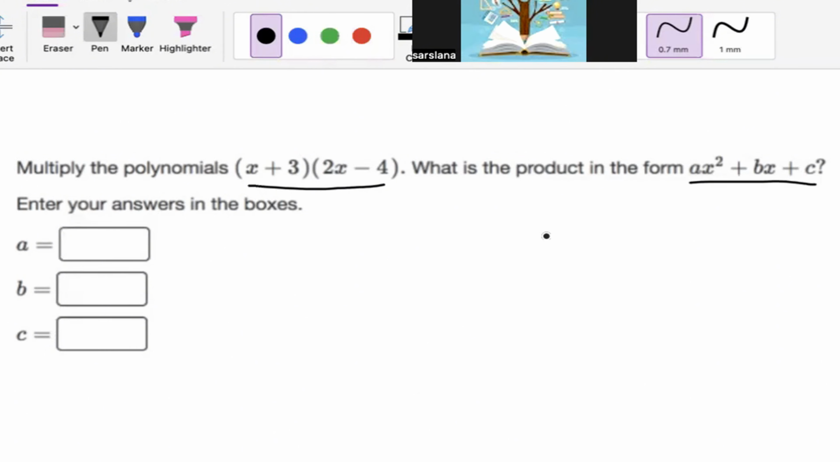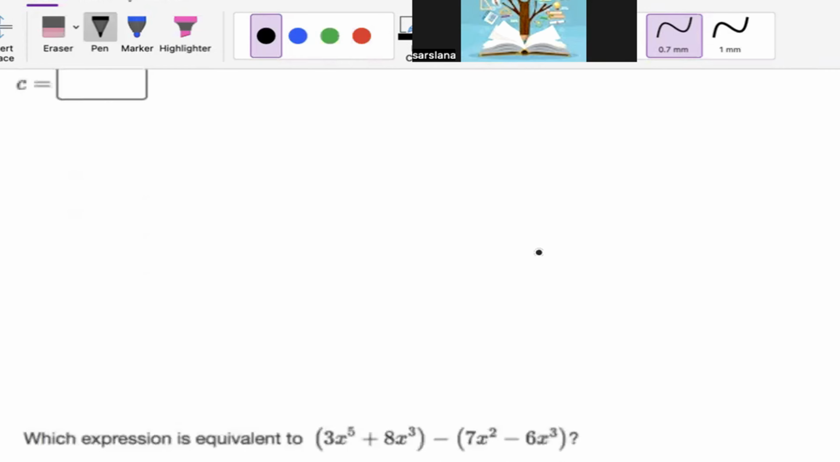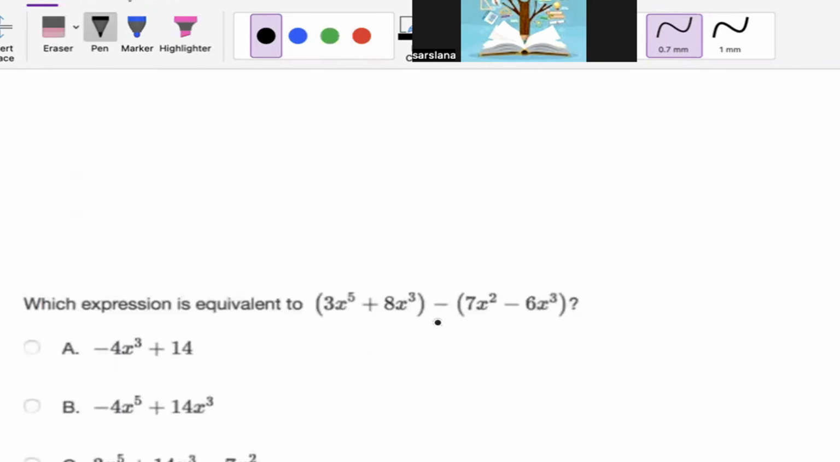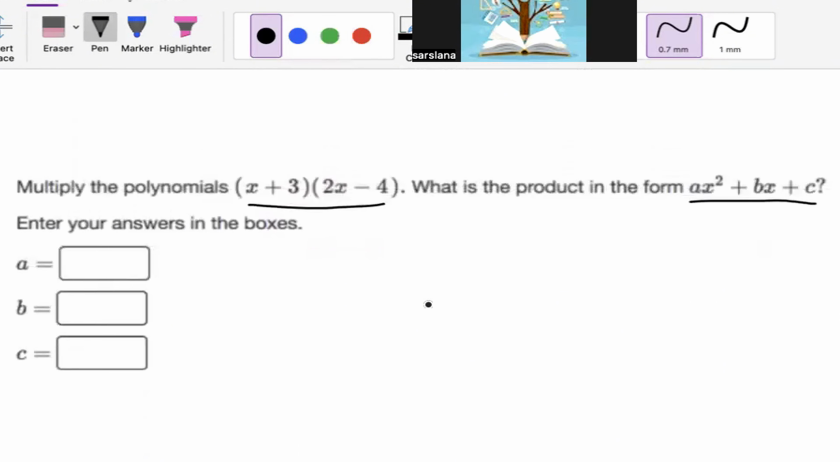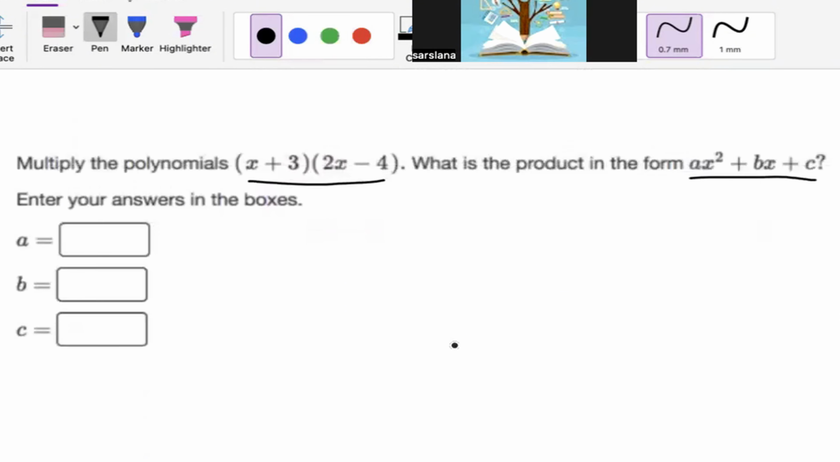One of the questions is this, and another question is not similar to this, but it's a kind of subtraction of the polynomials, and we need to combine like terms as well. So we will come to that question also. Let's solve this question first.